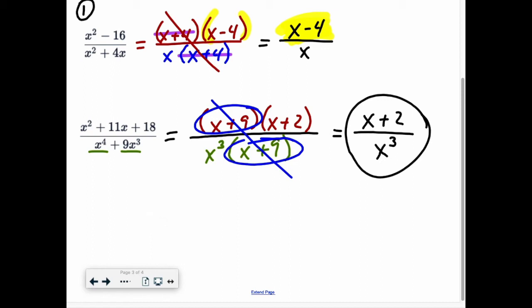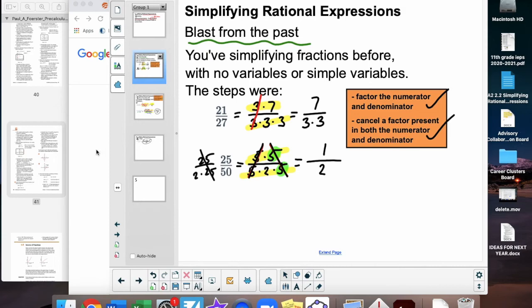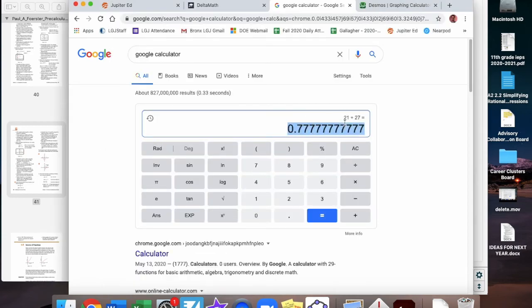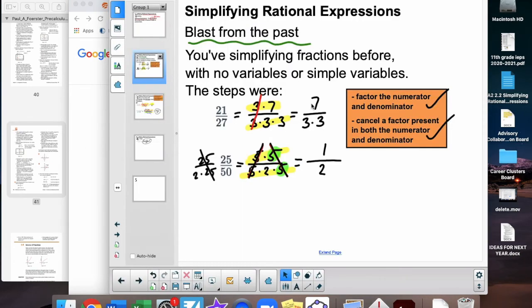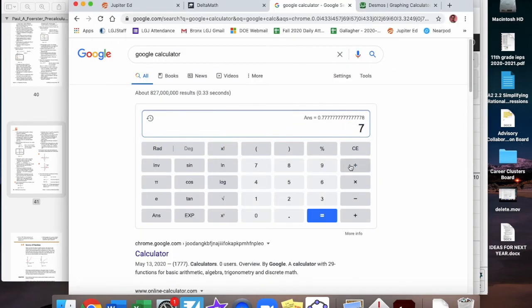Now, let's check out how to do it on Desmos. It's always nice to be able to check your work, and you've been able to check your work in the past by seeing if this fraction gave you the same decimal as this fraction. I mean, you could just go to Google Calculator and say 21 divided by 27, hit enter. It gives you that weird decimal. And then I can also just go to 7 over 3 times 3, divided by parenthesis, 3 times 3. It gives me the same weird decimal. It's nice to be able to check if you're right.